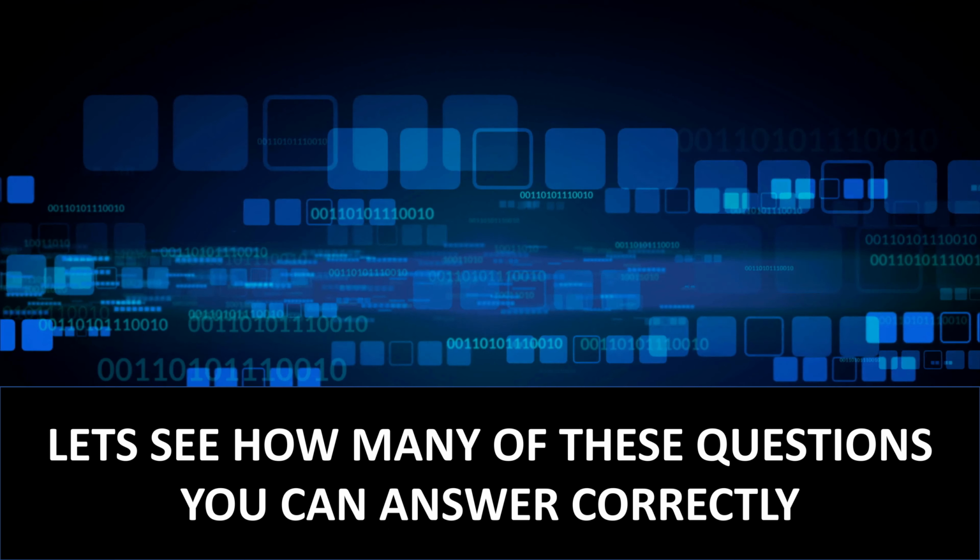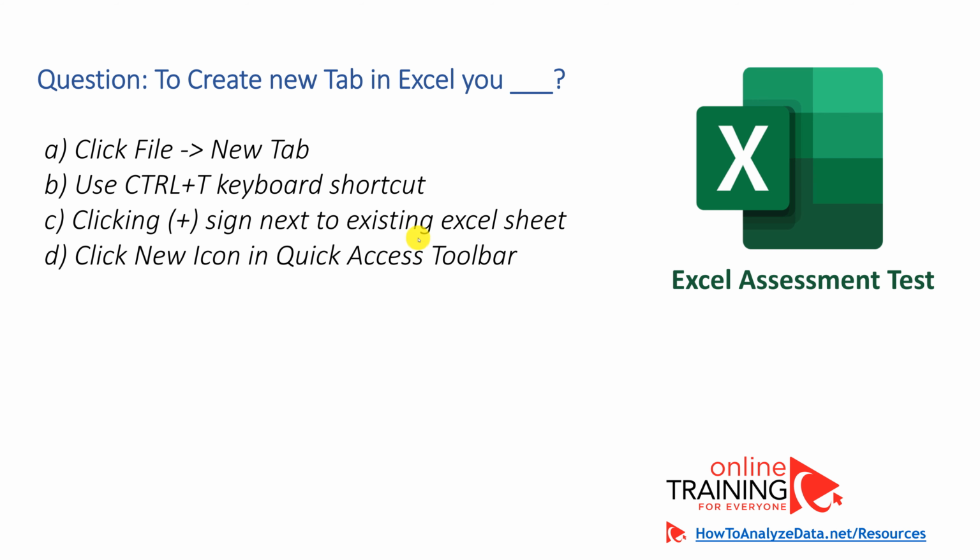One of the tricky questions that is asked is this. To create a new tab in Excel, you do, and then there are 4 choices. Click File, New Tab. Use Ctrl-T keyboard shortcut. Click the plus sign next to the existing Excel sheet. Or click the New icon in the Quick Access toolbar in Excel. Which one would you choose?